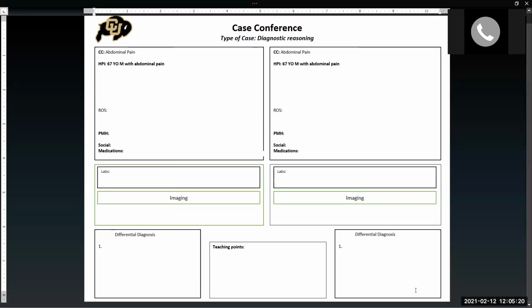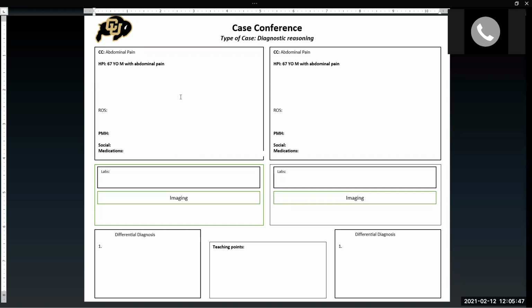The information that I'm giving you to start with is that both of these patients are 67-year-old men who are presenting with abdominal pain. Today we will spend a little bit more time where y'all ask me questions about their presentation, their past medical history, etc. So let's focus on the top box here, the subjective box, and get started.